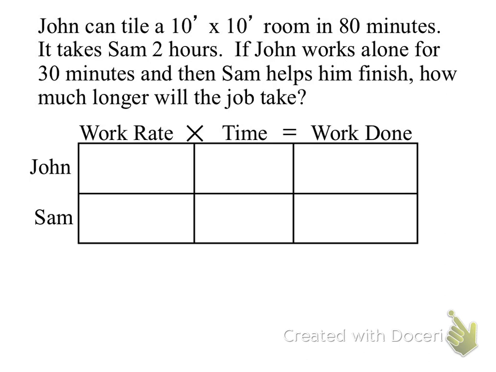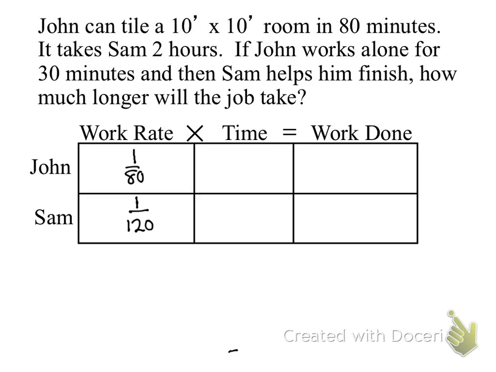So what is John's work rate? His work rate, how many jobs in how much time? One job in 80 minutes. You with me? What's Sam's work rate? One job in 2 hours. But since the other one's in minutes, let's convert it. 120. Right. You want to be in the same units.